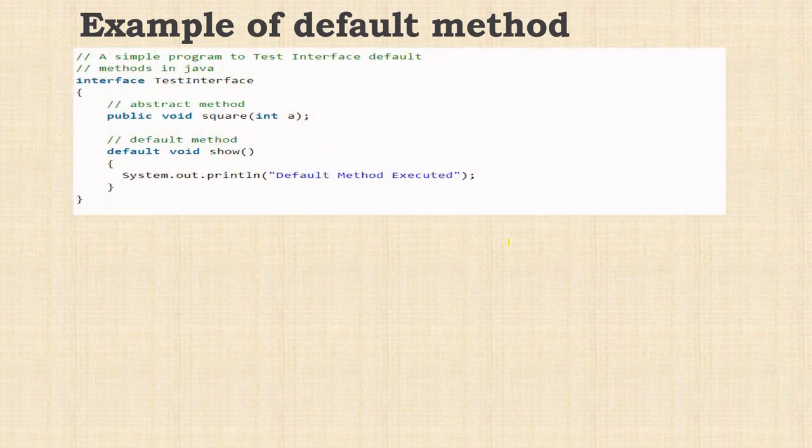So we are going to see an example of a default method. How can we write one default method? See, here is the abstract method. Before Java 8 we could write only abstract methods inside any interface.